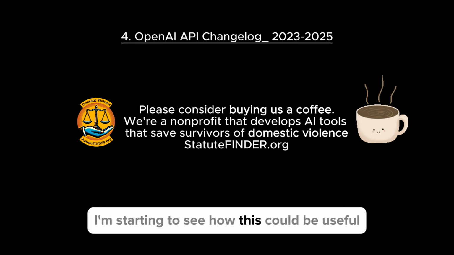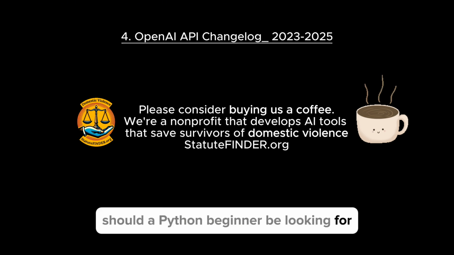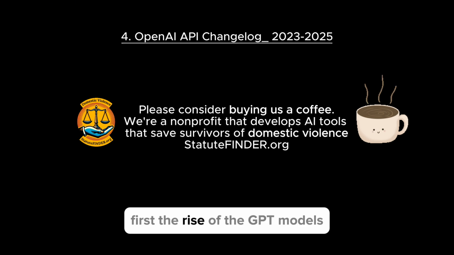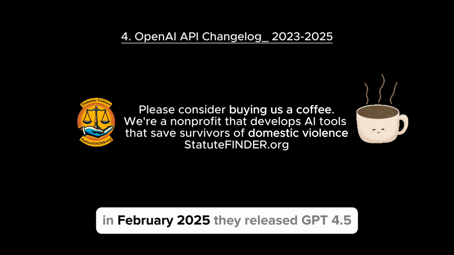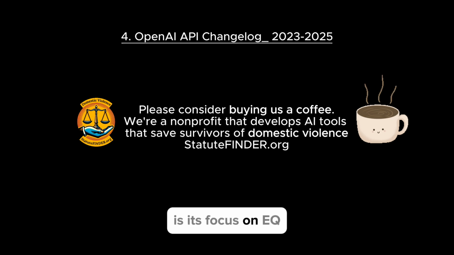I'm starting to see how this could be useful. What kind of insights should a Python beginner be looking for in this changelog? Two key milestones stand out. First, the rise of the GPT models. In February 2025, they released GPT 4.5. And what's really interesting for someone building applications is its focus on EQ.